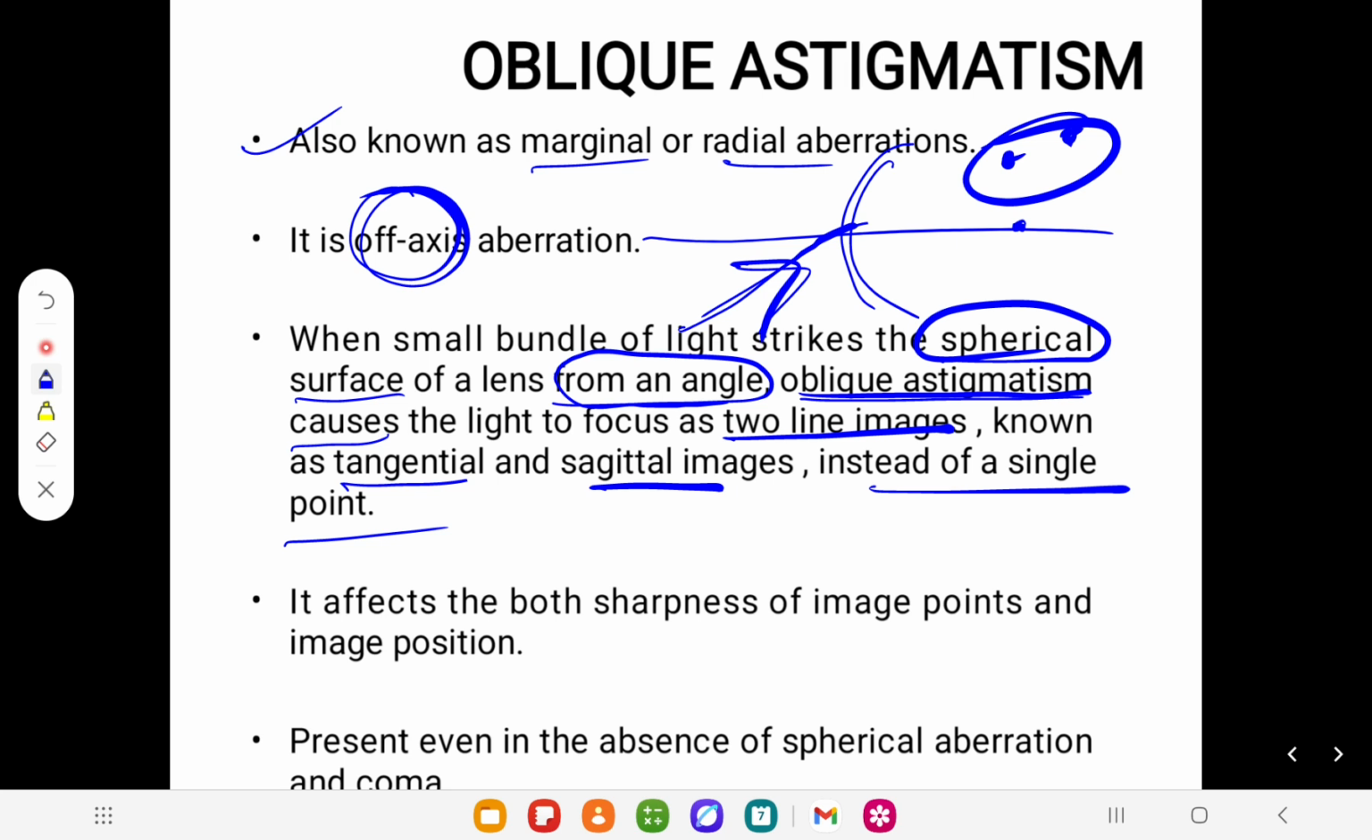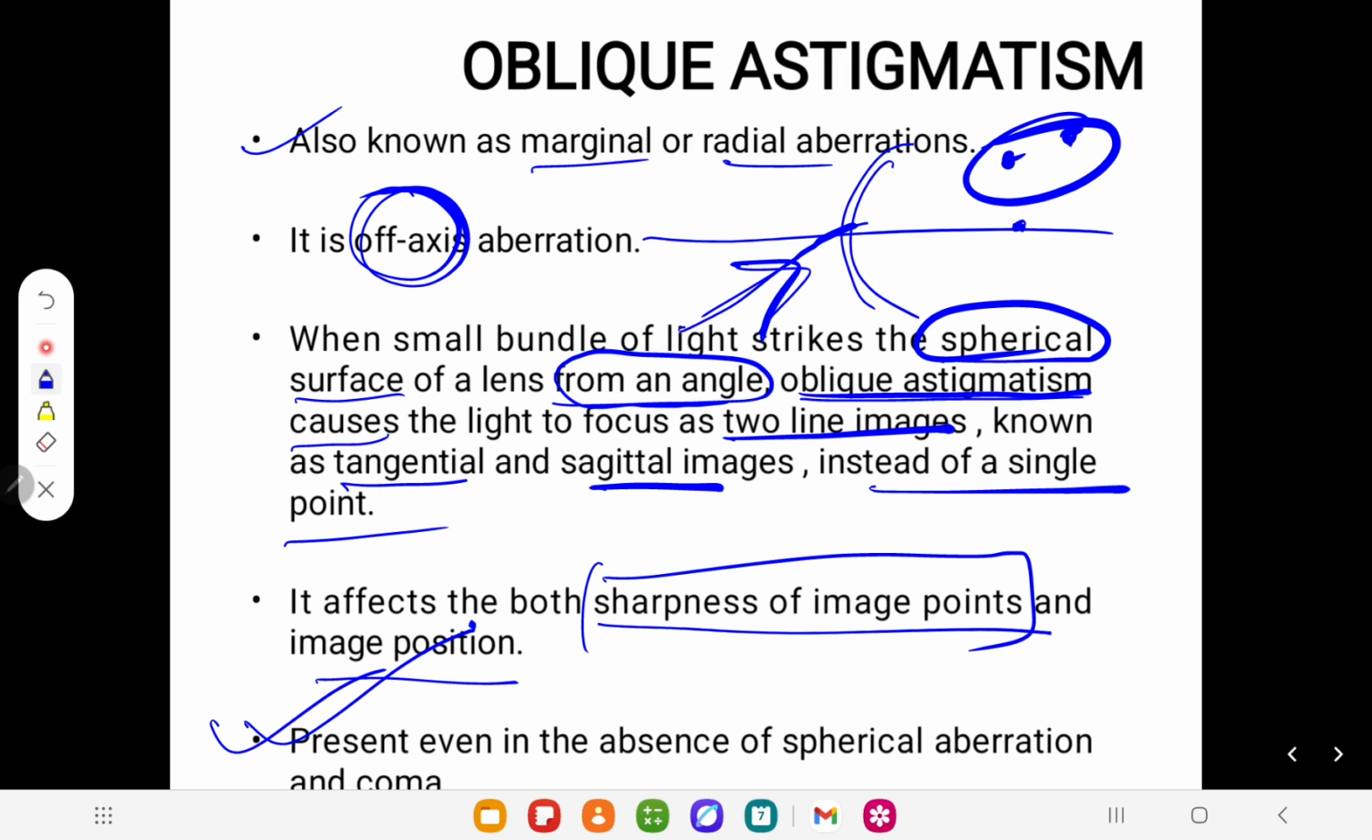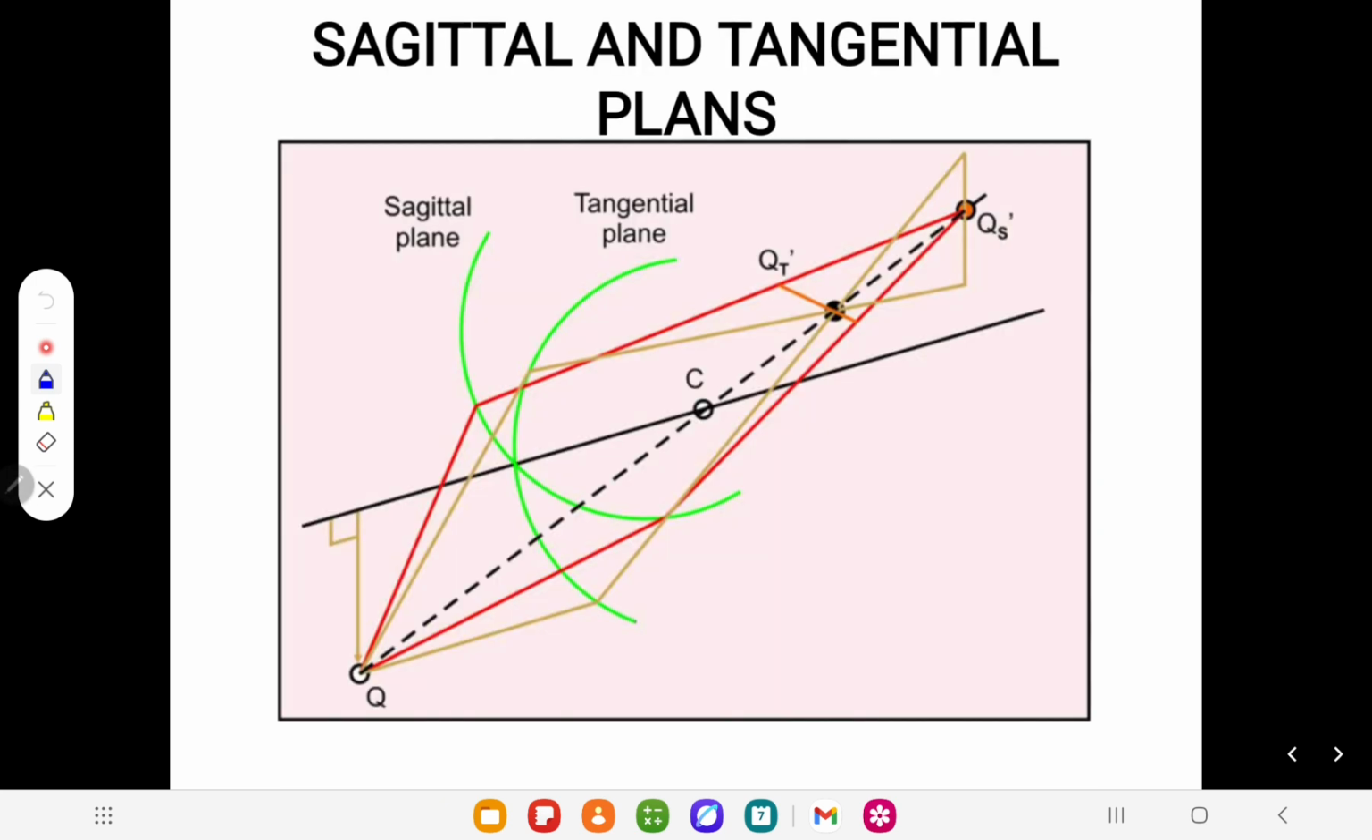It affects both the sharpness of the image and the position of the image. This is the first time we can see both. Spherical aberration and coma only affect the sharpness of the image, but oblique astigmatism affects both the sharpness and the position of the image. It's very important, just remember this point. Oblique astigmatism is present even in the absence of spherical aberration and coma. Okay, so this is how we understand this concept.